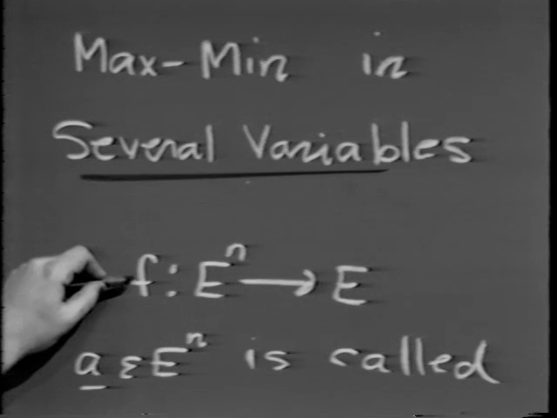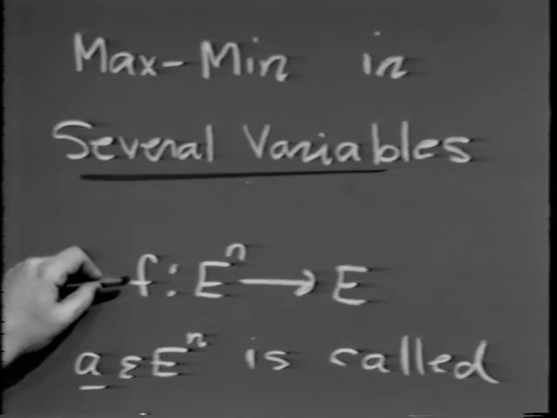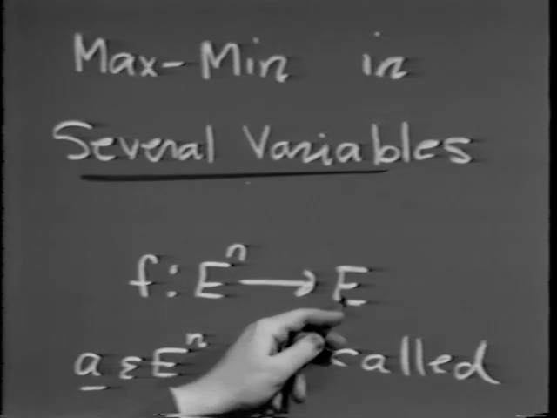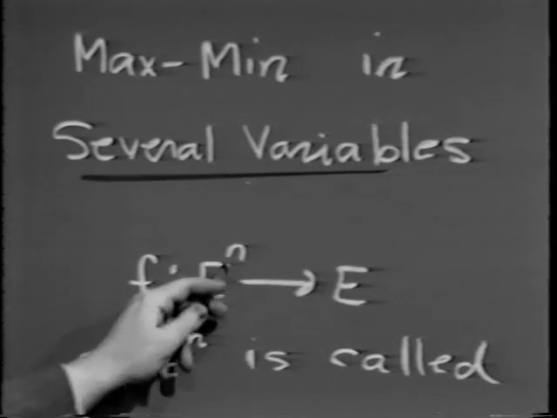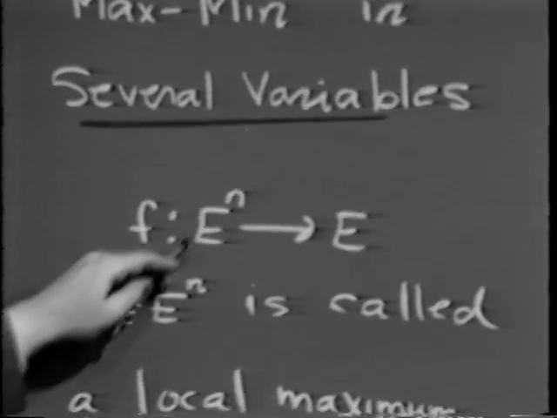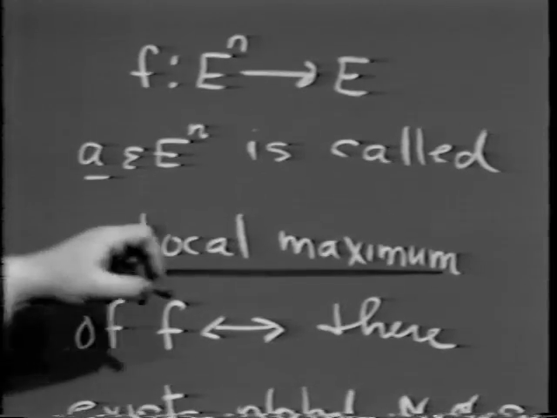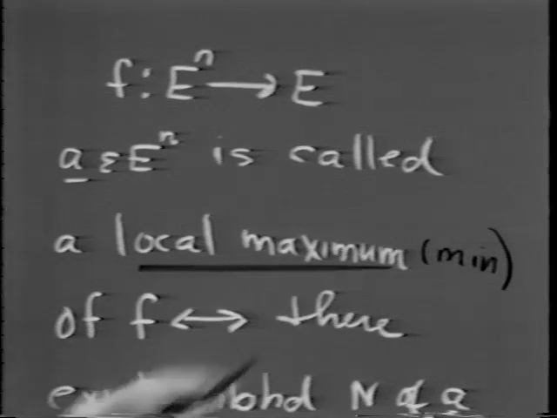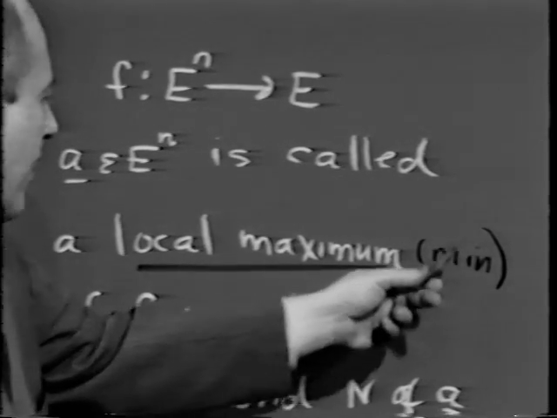And so a natural extension of this is simply the following. Given a real valued function of several real variables, in other words, assume that f is a mapping from n-dimensional space into the real numbers, f is a function from E^n into E, then the n-tuple a bar in E sub n is called a local maximum, and I suppose we might as well kill two birds with one stone here and put in the minimum definition for a local minimum at the same time.